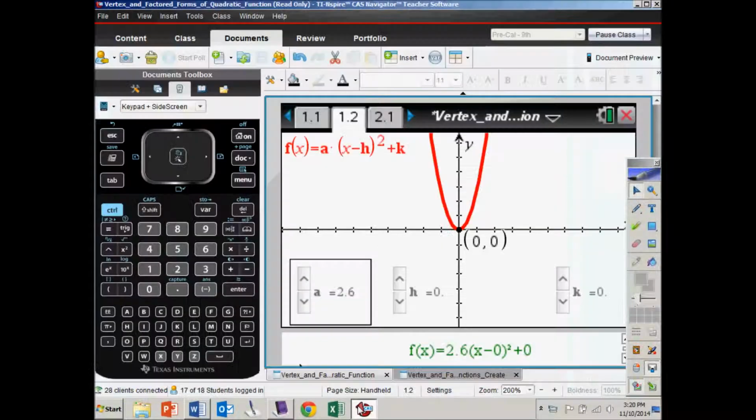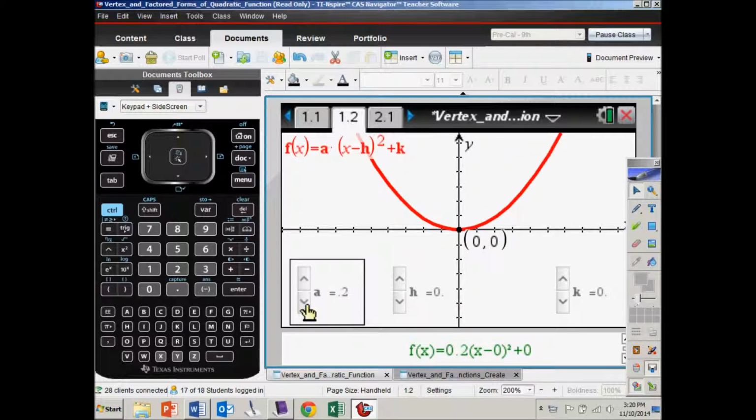Alright, so again, this is vertex form. What's happening to A? Vertically stretching. It vertically stretches as A gets what? Bigger. Okay, what happens when A gets smaller? Vertically compressing. It's a compression. So I'm smushing it down, right? What happens when A is 0?